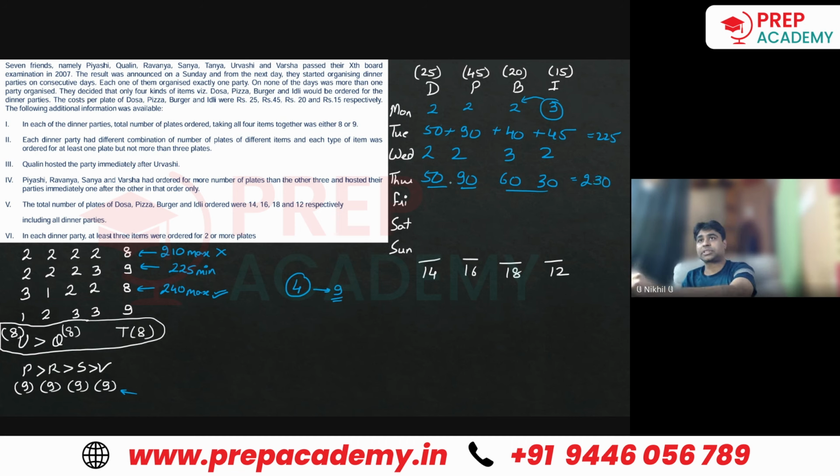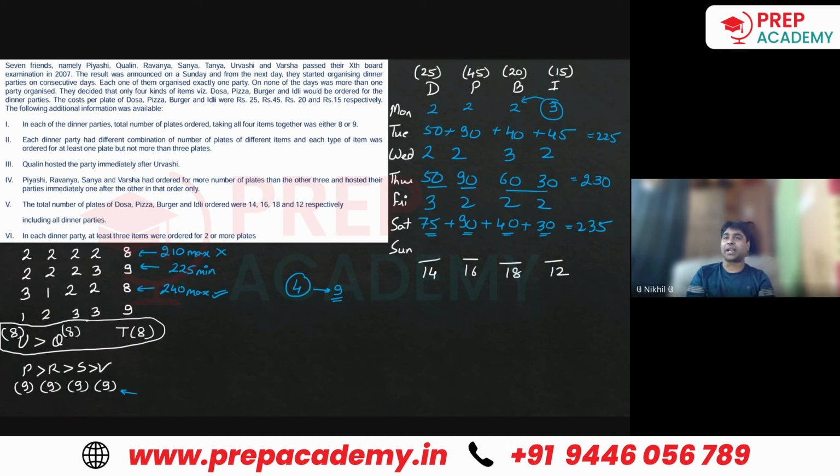Yes, sorry. Next cheapest party, I will order 3 items here and all the others 2, 2, 2. So 25 threes are 75, 45 twos are 90, 20 twos are 40, and 15 twos are 30. Is it clear? So what would that be? 40 plus 30, 70. 70 plus 90, 160. 160 plus 75, it would be 235, I guess.